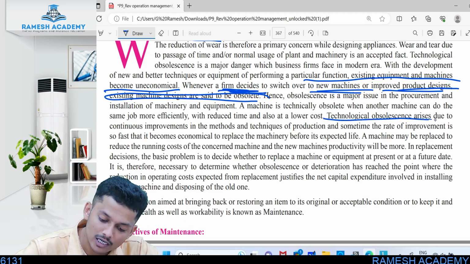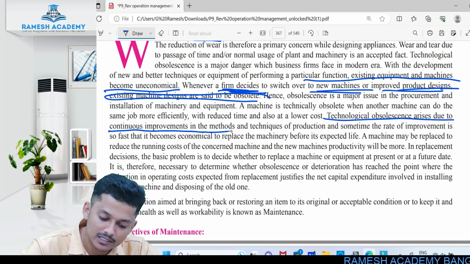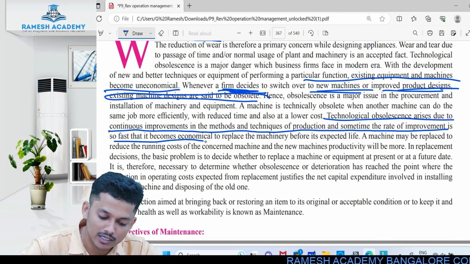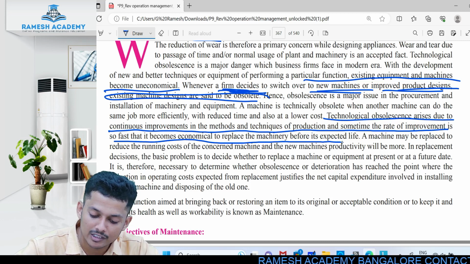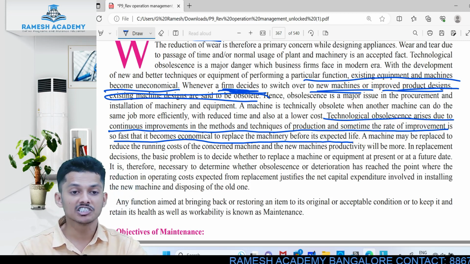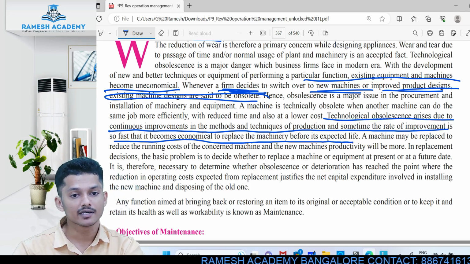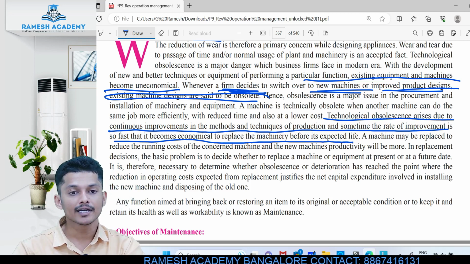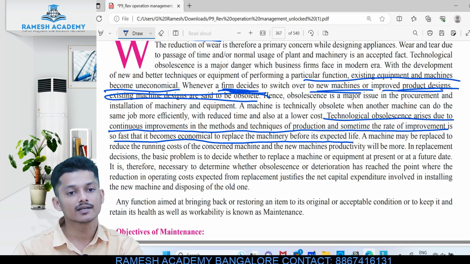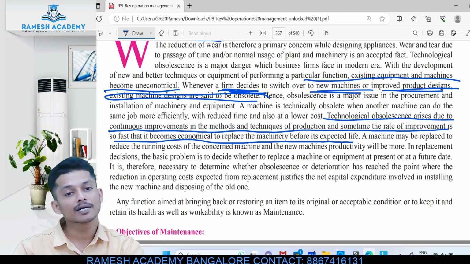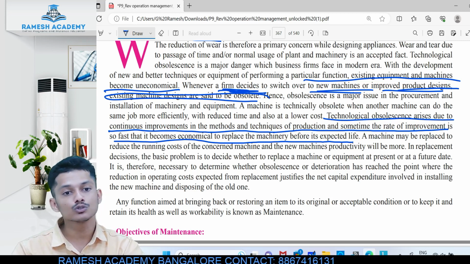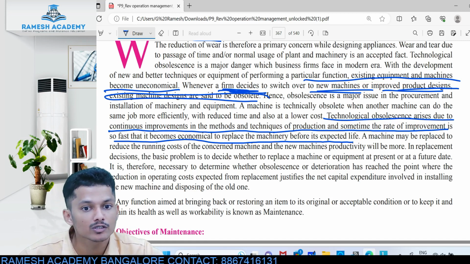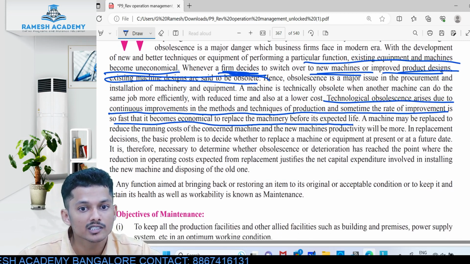Technological obsolescence arises due to continuous improvements in the methods and techniques of production, and sometimes the rate of improvement is so fast that it becomes economical to replace the machinery before its expected life. Each and every technology is updated. If you are outdated in technologies, you are not a competitor and you can't survive in the market. If the technology is updated very fast, then you have to choose to go for the new machine only.